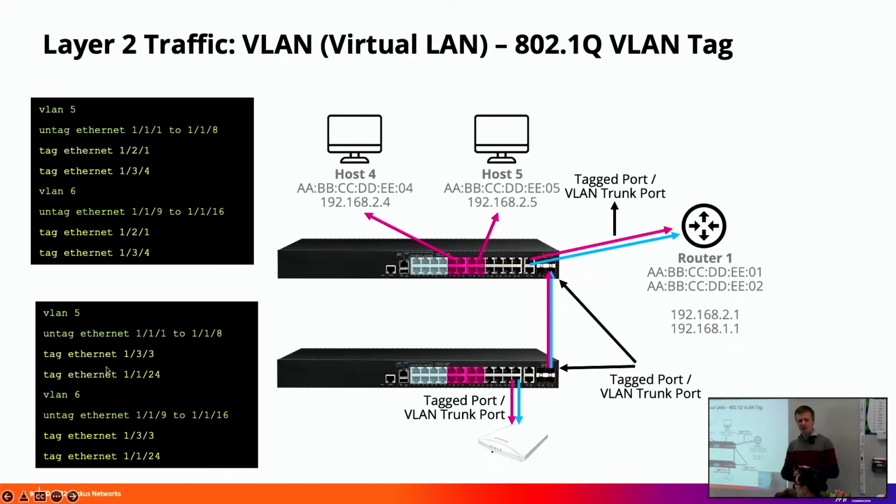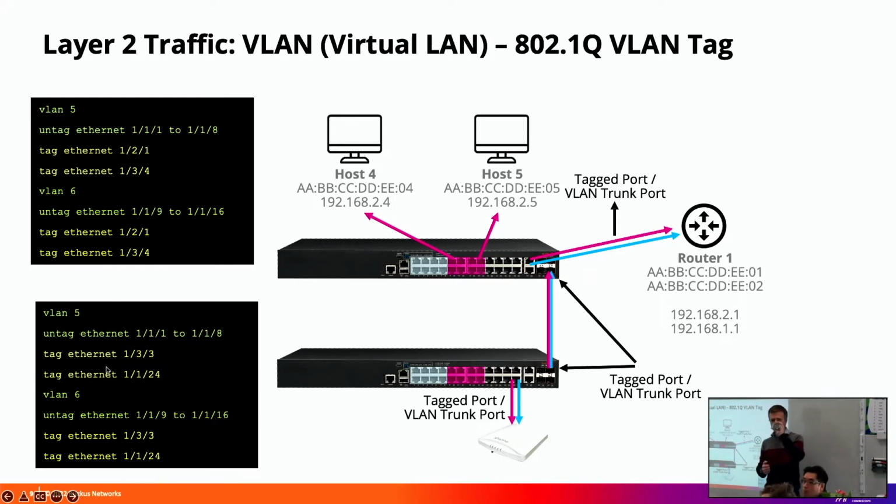Any questions around that? Do you have to use the tag port to go between switches, or are you only doing it when there's multiple VLANs? Great question. You don't have to use a tagged port to go between switches. If you've only got a single VLAN that you need to transit, then it wouldn't be a tagged port. You can just use a regular port to go between switches.